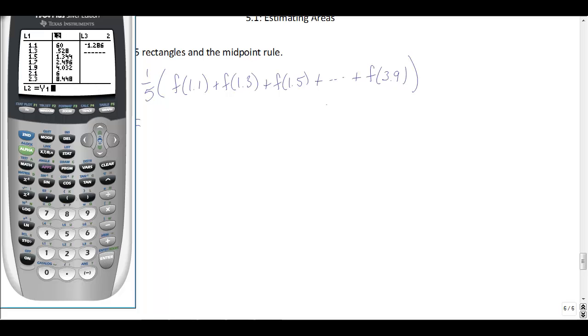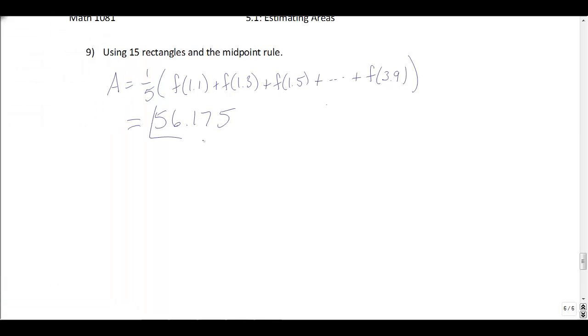I'm going to pick y1 of L1. It's going to evaluate each of the elements in L1 using the function y1 and spit out a bunch of values, and then I just do 1/5 of the sum of everything in that list. That gives me 56.175.